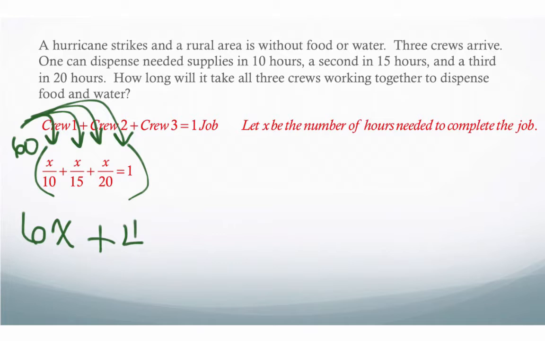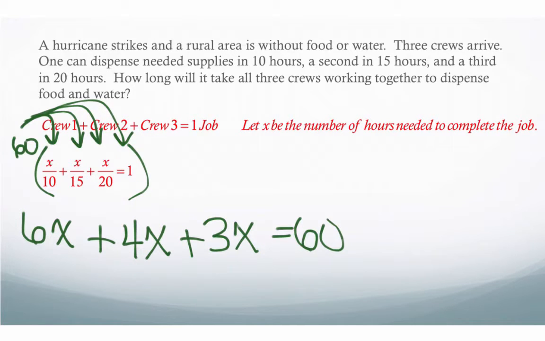6x plus 4x plus 3x is equal to 60. Don't forget to multiply that right-hand side of your equation also by the LCD. If you forget to do that, you're going to end up with really strange answers that don't make sense.